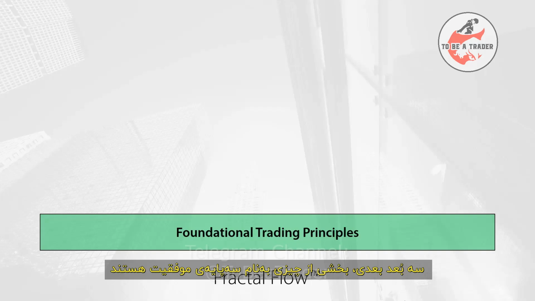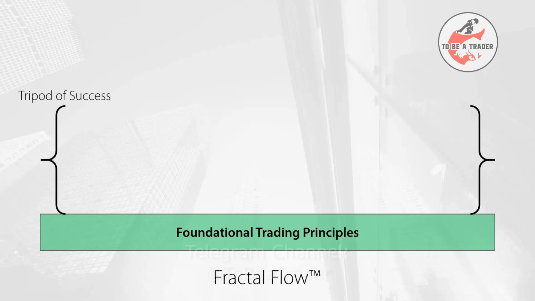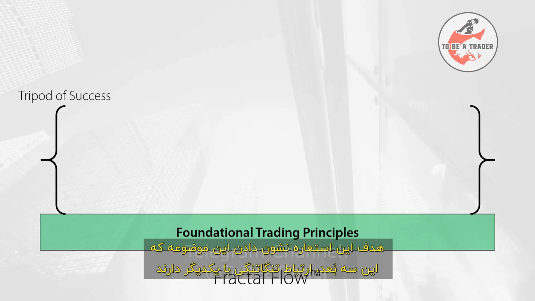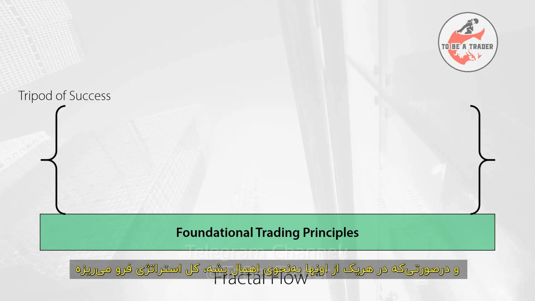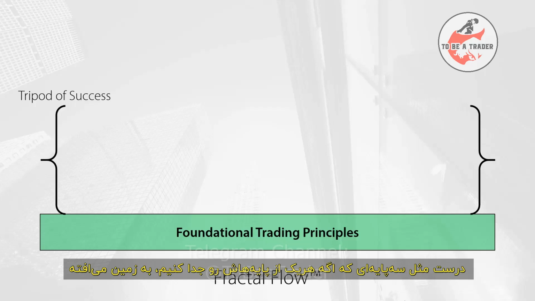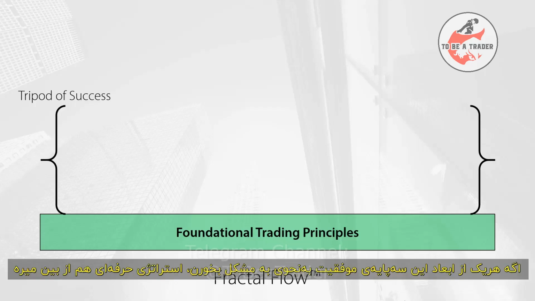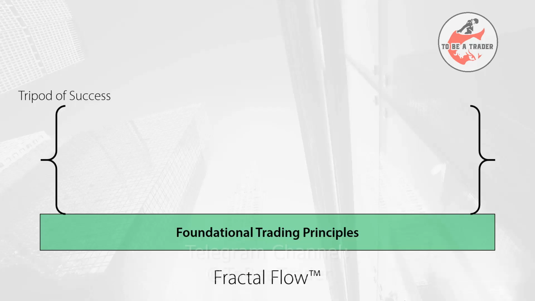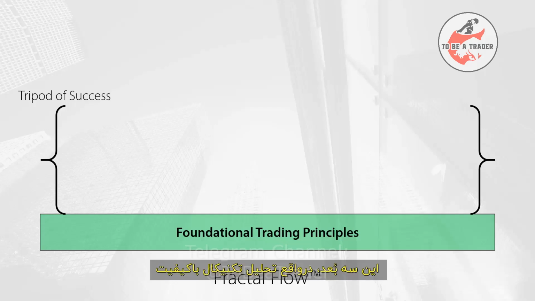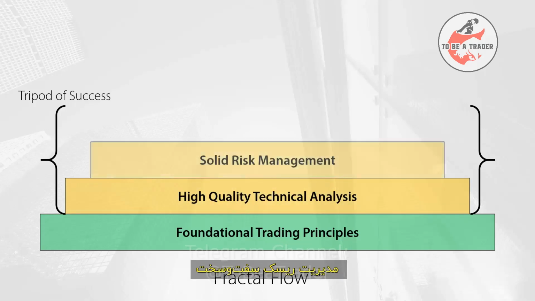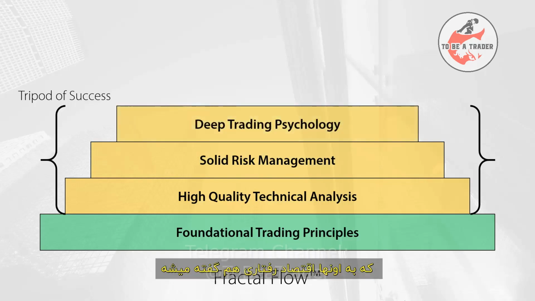The next 3 dimensions are part of what is called the tripod of success. This metaphor serves the purpose of pointing out the fact that these 3 dimensions have a greater degree of connectivity between one another, and the whole strategy falls apart if any of them is neglected in some way. Just like a tripod falls to the ground if any of its legs is removed, a professional strategy falls apart if any of the dimensions of the tripod of success are corrupted in some way. These 3 dimensions are high-quality technical analysis, solid risk management, and deep trading psychology, which can also be called behavioral economics. It is interesting to notice the link between these 3 dimensions.